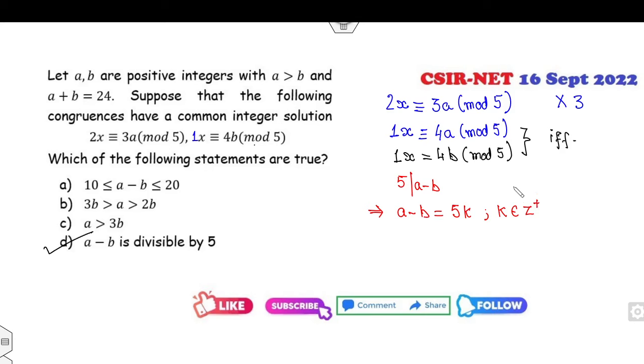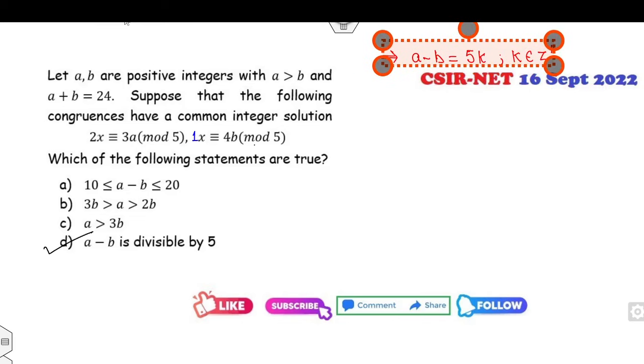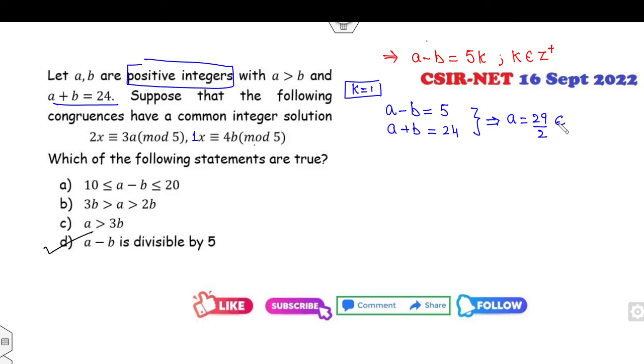Now, if I choose k equal to 1, look at the case. Then a minus b is 5. Also, it is given that a plus b is equal to 24. If you add them, it's 29, so a will be 29 over 2. But this is not possible. These are integers, and this is not an integer. So k equal to 1 is not possible.